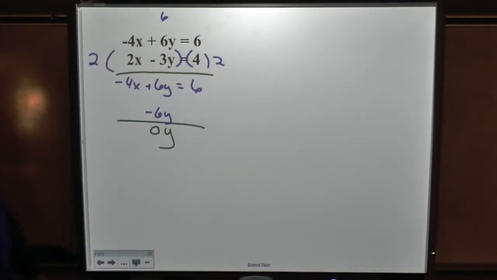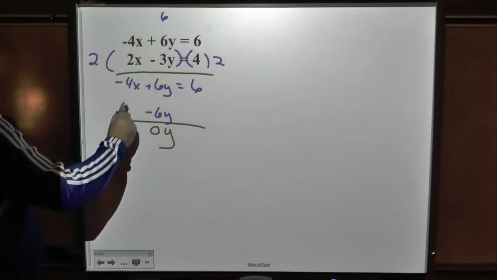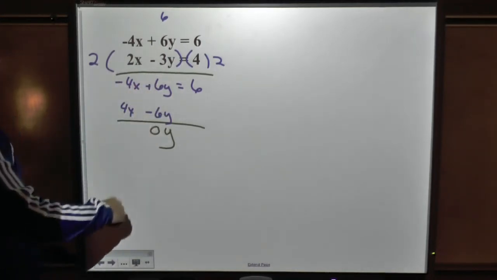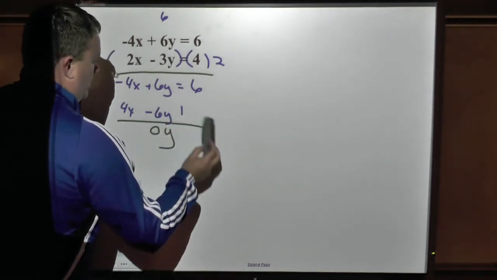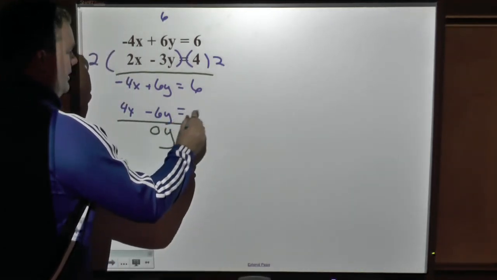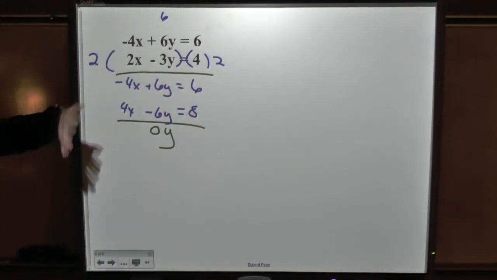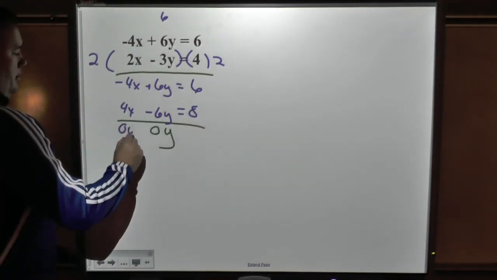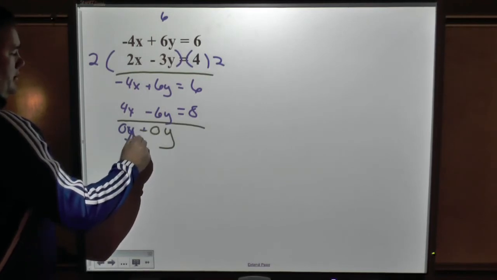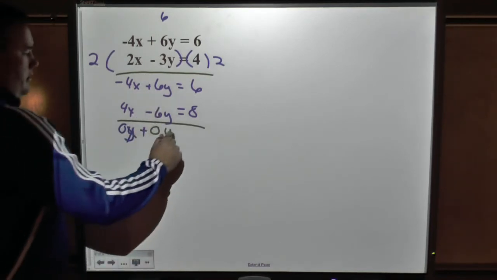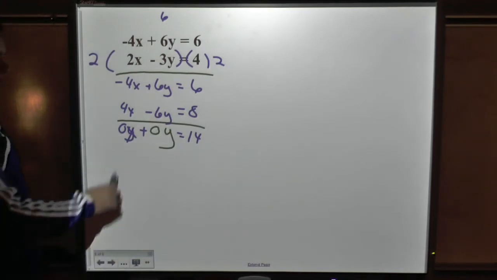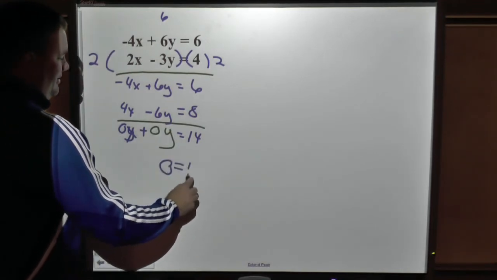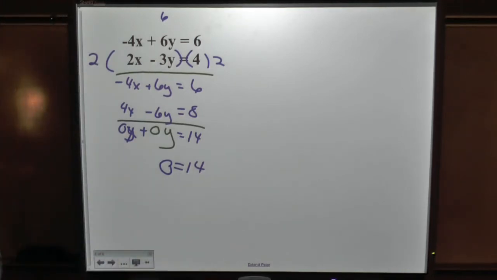There you go. So, let's multiply it out. 2 times 2x is 4x. 2 times negative 3y gives me negative 6y. And then 4 times 2 is 8. Alright, add straight down. You get 0x plus 0y is equal to 14. Well, here you eliminated both variables. So 0 plus 0 gives me 0. Alright. Ladies and gentlemen, this is a special case.